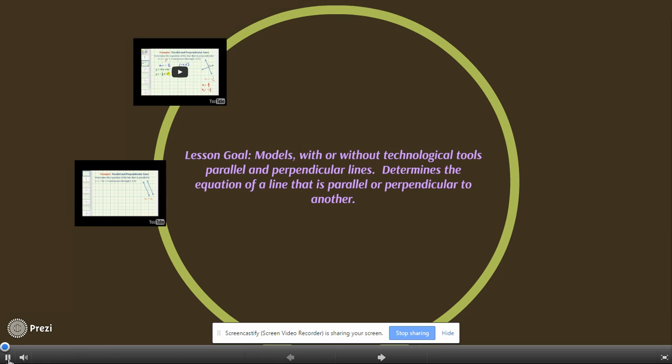The goal of this lesson is to model, with or without technological tools, parallel and perpendicular lines, as well as to determine the equation of a line that is parallel or perpendicular to another.